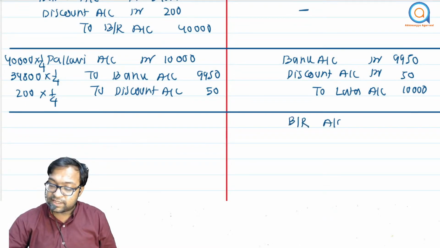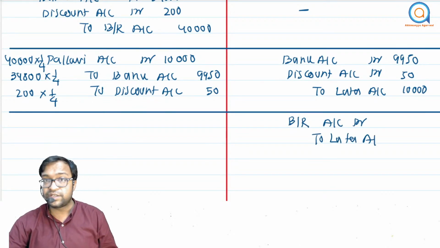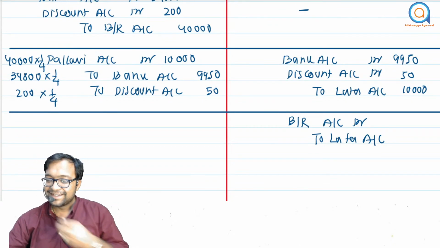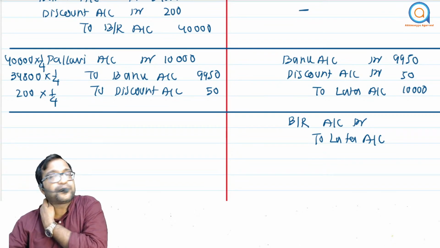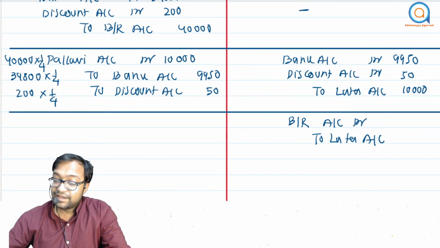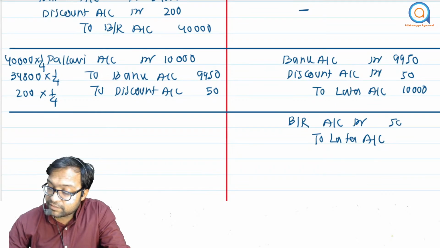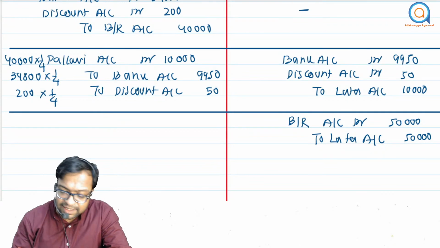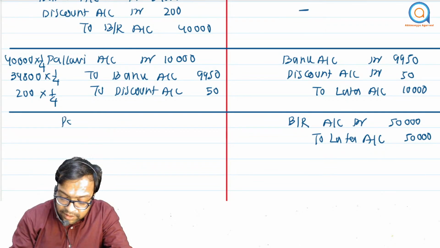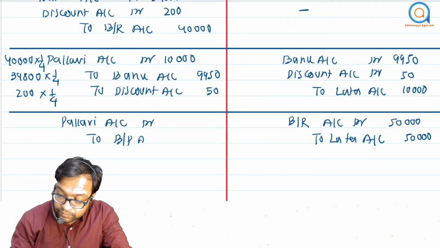That is bills receivable debit to Lata. Bills receivable to Lata. What is the value, sir? 50,000. If Pallavi has drawn, Lata will accept. So Lata is doing a journal entry: Pallavi to bills payable, 50,000.